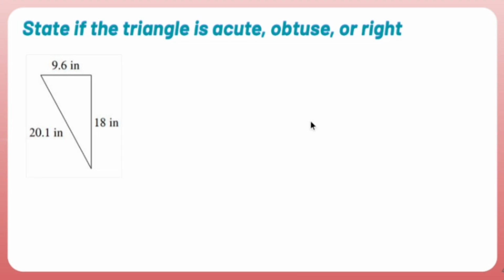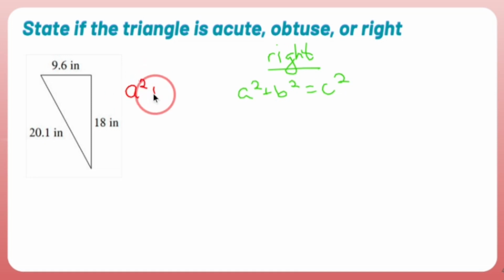State if the triangle is acute, like me, obtuse, or right. We know that we could use the Pythagorean theorem converse to determine if something is a right triangle by saying a squared plus b squared equals c squared. That's how you know if something's right. But how do you know if something is acute or obtuse? Well, if you take the two smaller sides, and that's what A and B represent, square them, and if that sum is greater than c squared, you have yourself an acute triangle.